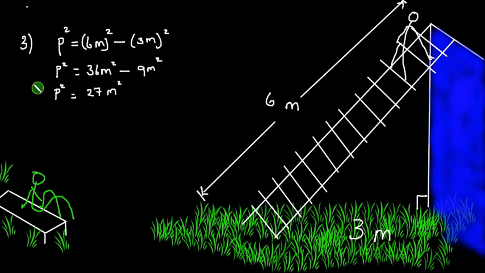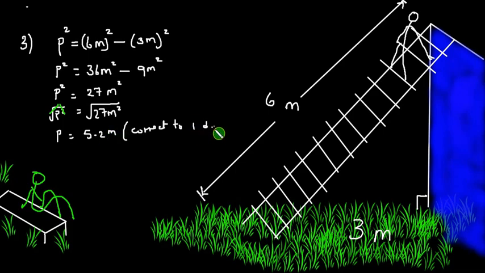Again, we want to find P. P represents the height of the wall. So your friend is waiting there patiently. And we apply the root to both sides of the equation here. So I root P squared and I root 27 meters squared. When I root P squared, we end up with P is equal to the root of 27 meters squared. And this is 5.2 meters. Back to 1 decimal place.